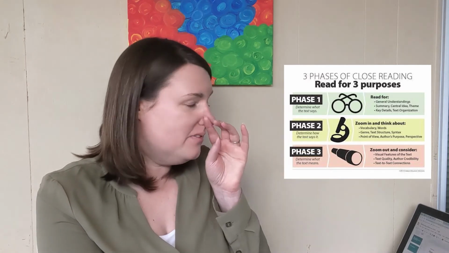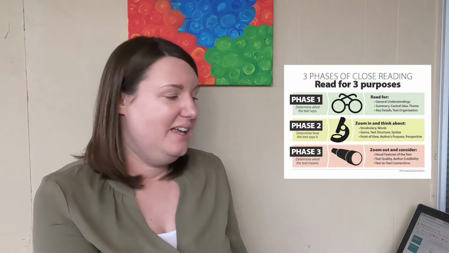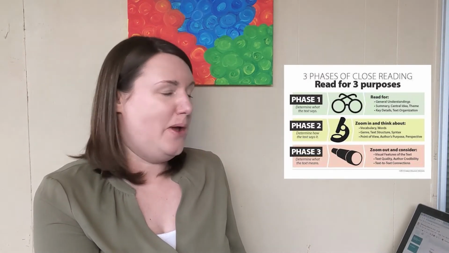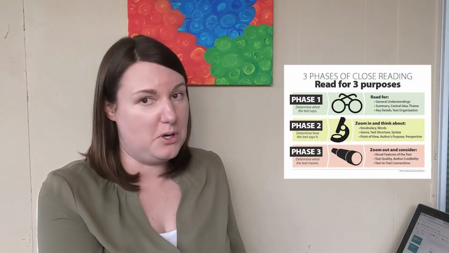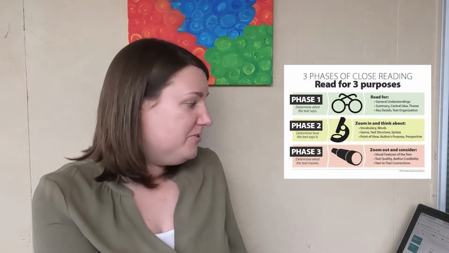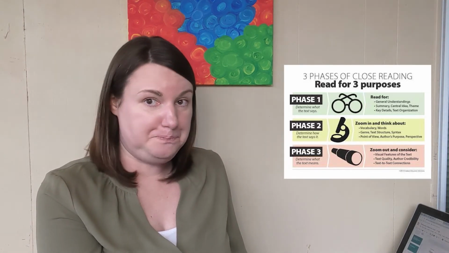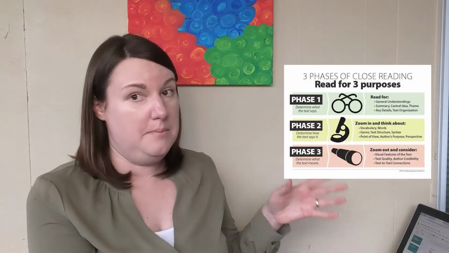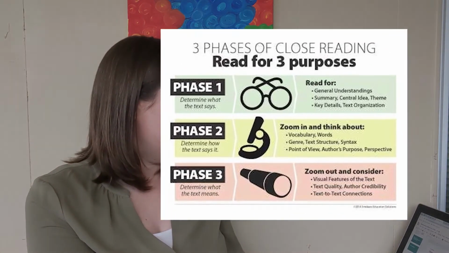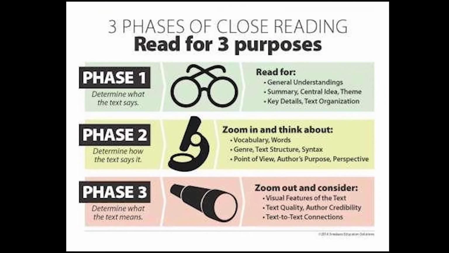So just kind of a review of what close reading is. It is rereading a text to analyze and develop a deeper understanding of the text, the author's purpose, the author's craft, as well as how other elements of a text work together. Okay, so there are 3 phases of close reading. So there's the first phase where we're just reading for understanding, making sure that we've got the idea.